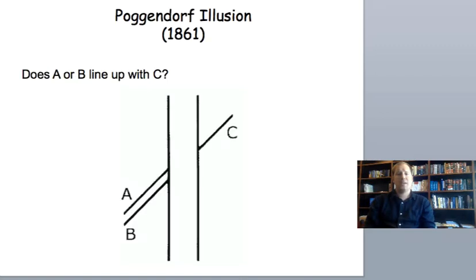Here's another one from the 1860s when people started getting interested in illusions. This one's called the Poggendorf illusion from 1861. Which one lines up with C, A, or B as a line? Do you have the answer? If you don't know, get a ruler out on your screen and try doing it yourself. A good number of people get this one wrong.